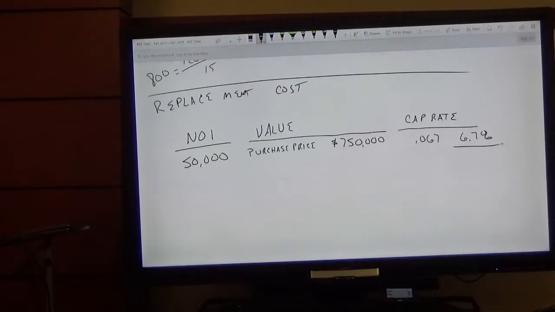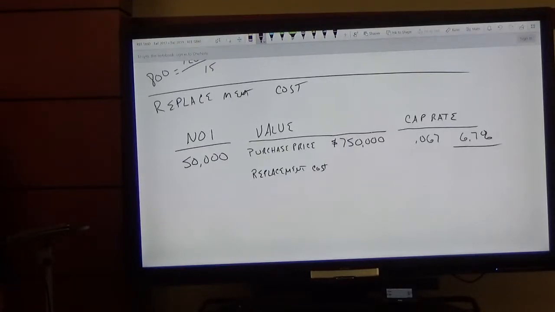Yes? Yes. Okay, now, let's say that this property actually has a replacement value or replacement cost. Well, wait, we bought it at 700. I'm so sorry. 50,000 divided by 750,000. Is that not 0.067? No, it is. I don't know, I just did it wrong. Okay. All right.